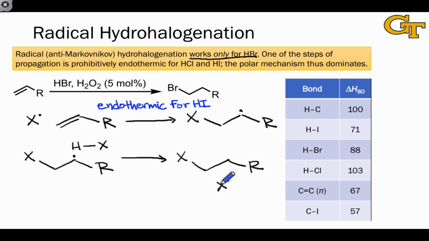That's a problem in radical chain mechanisms because HI will react much more rapidly in a polar addition mechanism, giving rise to the Markovnikov product. This puts radical hydroiodination out of reach. The second step poses a problem for HCl, and we can see this if we explore the bonds made and broken and the associated bond dissociation energies. The HX bond has an energy of 103 kilocalories per mole, but the CH bond has an energy of only 100 kilocalories per mole. That means that this step is endothermic when X is chlorine, or in other words, when HCl is used. The HBr bond energy hits a sweet spot where both addition to the pi bond and abstraction of a hydrogen from HBr are exothermic.